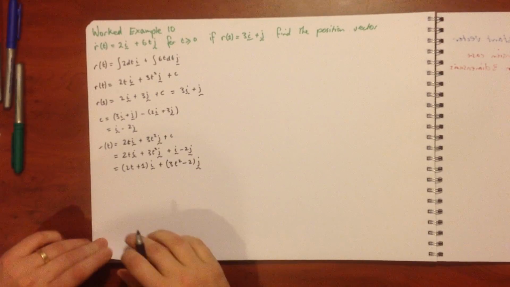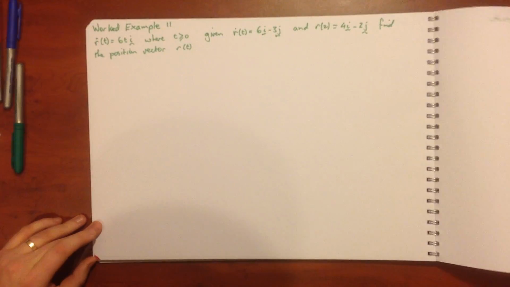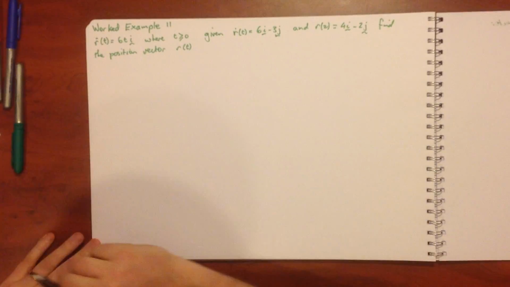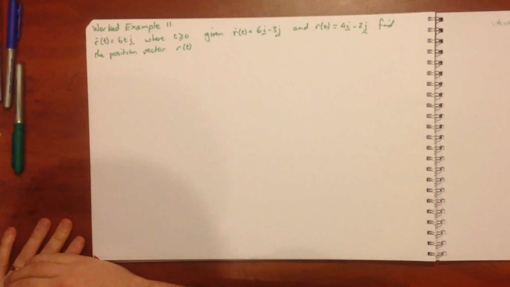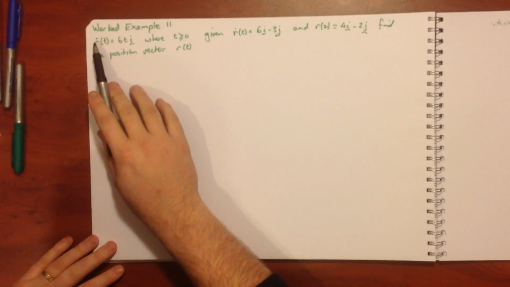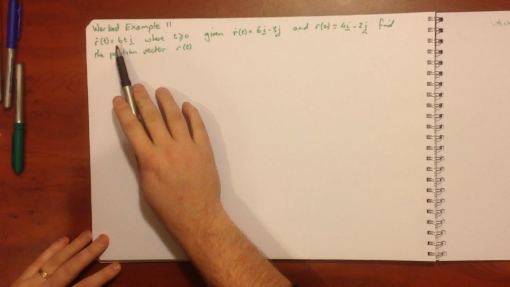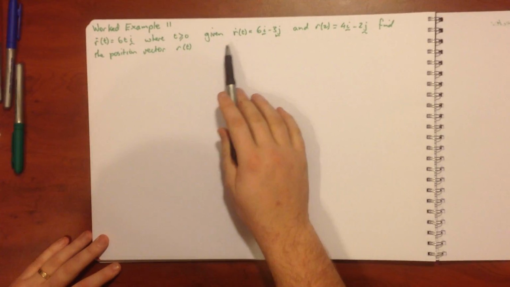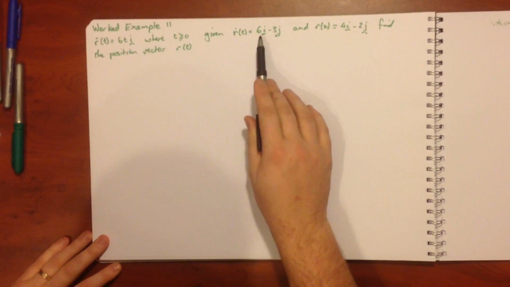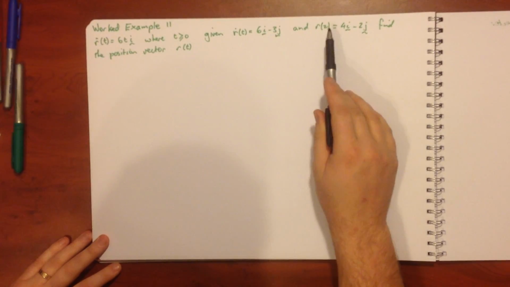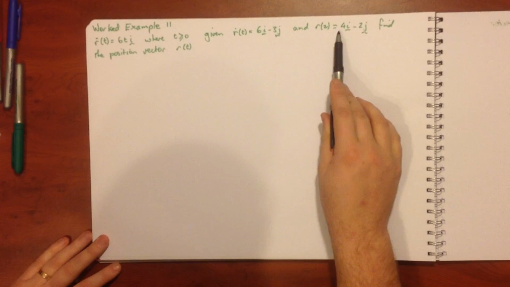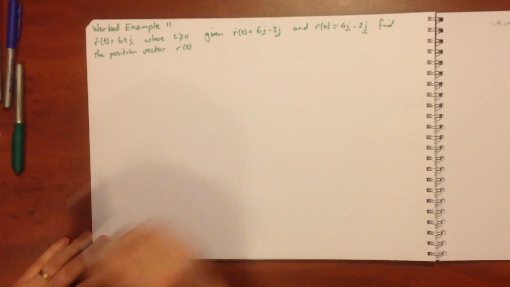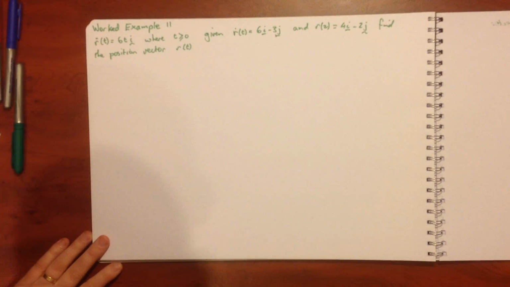We're finished with that worked example, so we'll move on to worked example 11. We're told the acceleration vector of a particle is given by r double dot(t) equal to 6t i, where t is greater than or equal to 0. Given that r dot(2) equals 6i minus 3j, and r(2) is equal to 4i minus 2j, we've got to find the position vector r(t).